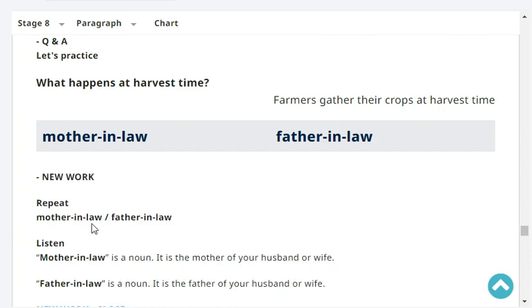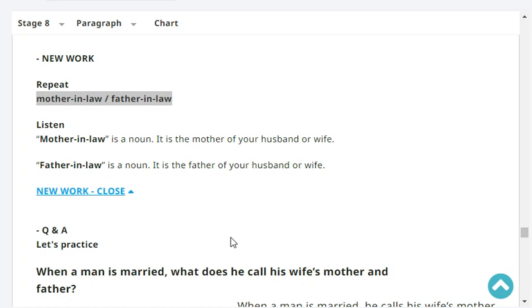Next, repeat: mother-in-law, father-in-law. Very good. Okay, listen. Mother-in-law is a noun. It is the mother of your husband or wife. Father-in-law is a noun. It is the father of your husband or wife.